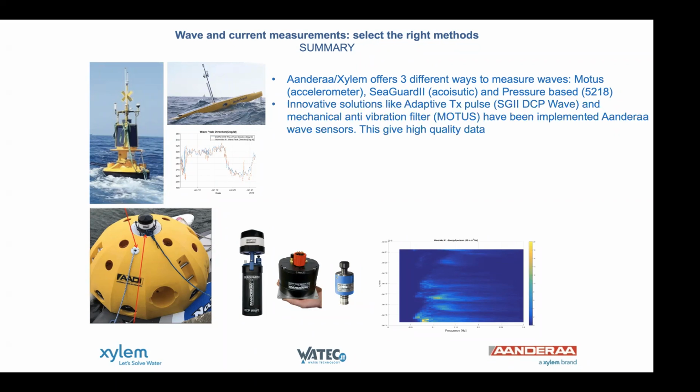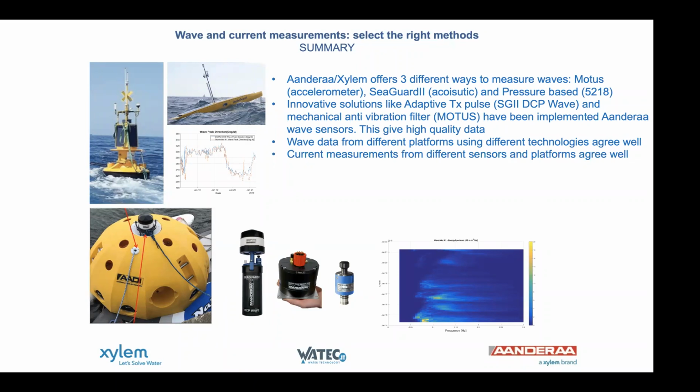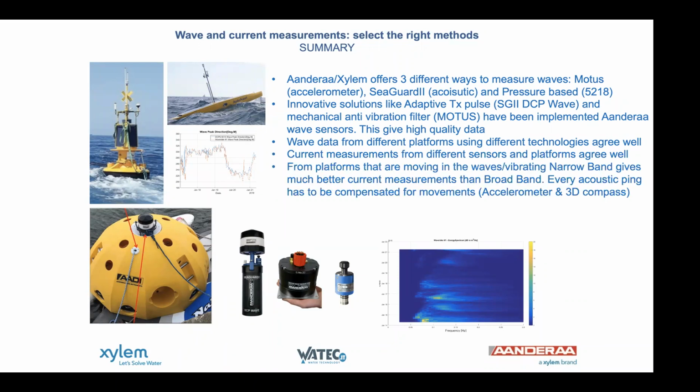We use an innovative solution for the acoustics, where we switch between broadband, narrowband, and ultra broadband to get the highest quality on the acoustic directional wave measurements. And I showed you comparisons between the different technologies that showed that they agree well. And current measurements from platforms, even in really high sea state, we have sea states of up to 21 meters, still seem to work well, but it requires that your sensors are able to compensate for every single ping that they make. And from platforms that are moving or vibrating, we absolutely recommend using narrowband, because the quality becomes much better. With broadband you get ambiguity issues.